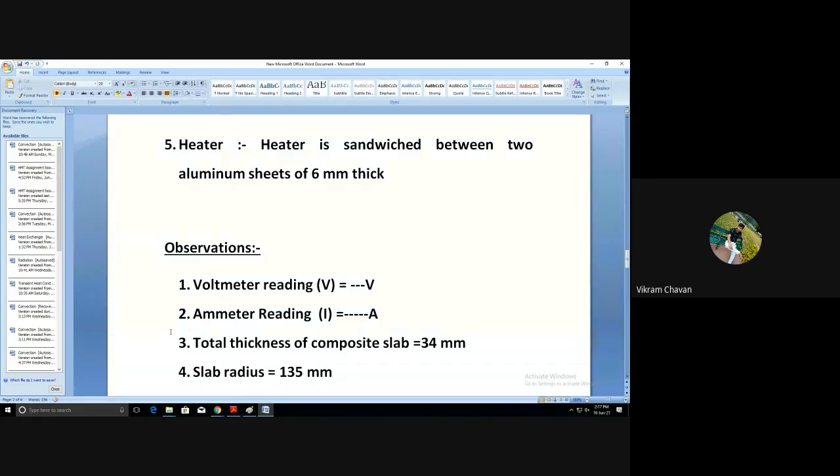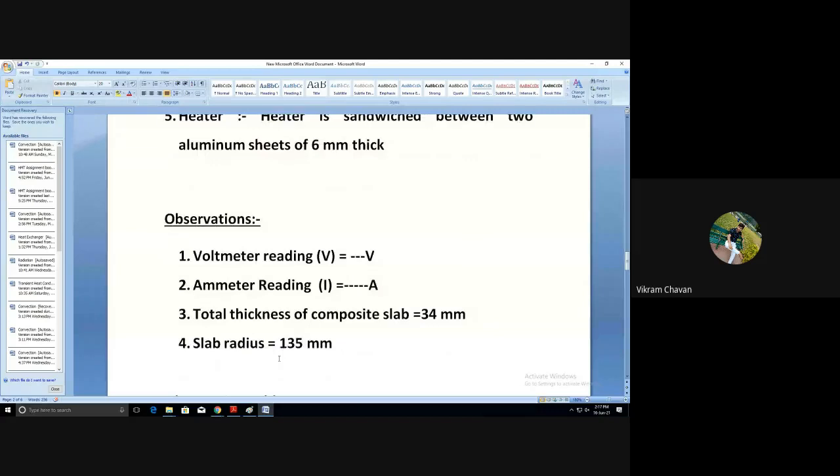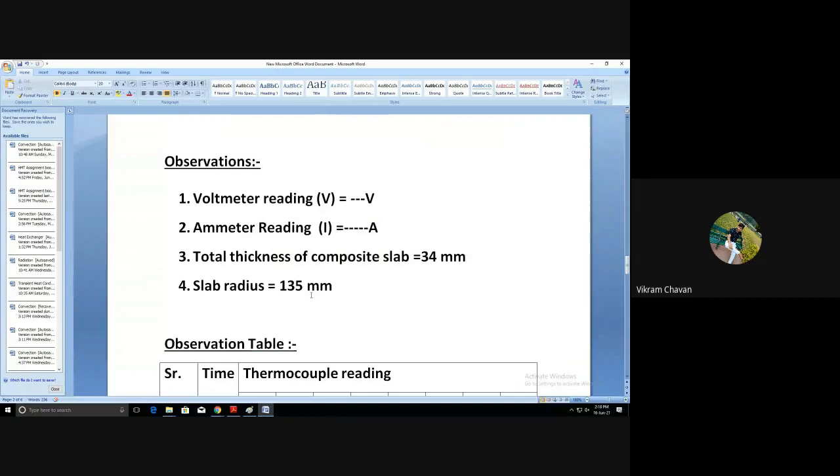Now the radius of the slab will be 135 mm. As we have already discussed, each plate has a 270 mm diameter, so the radius of each slab or each plate will be equal to 135 mm. Then we have to take the observations.